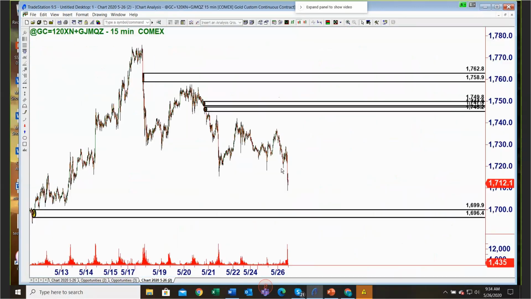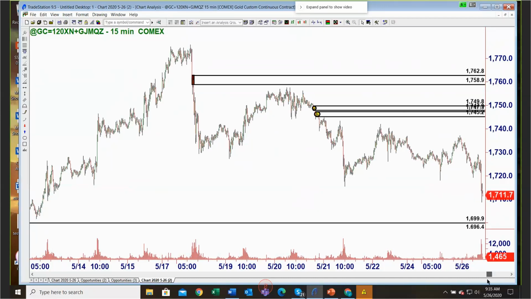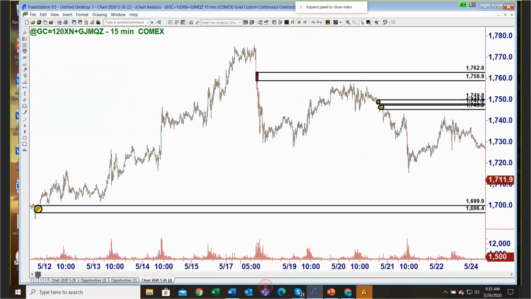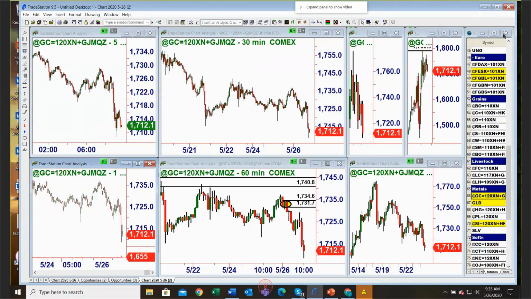These are little 15-minute levels. Yeah, there's a decent little level sitting below, right around 1700. But again, just so you're aware, it was a level developed during the off hours. So again, lower probability.